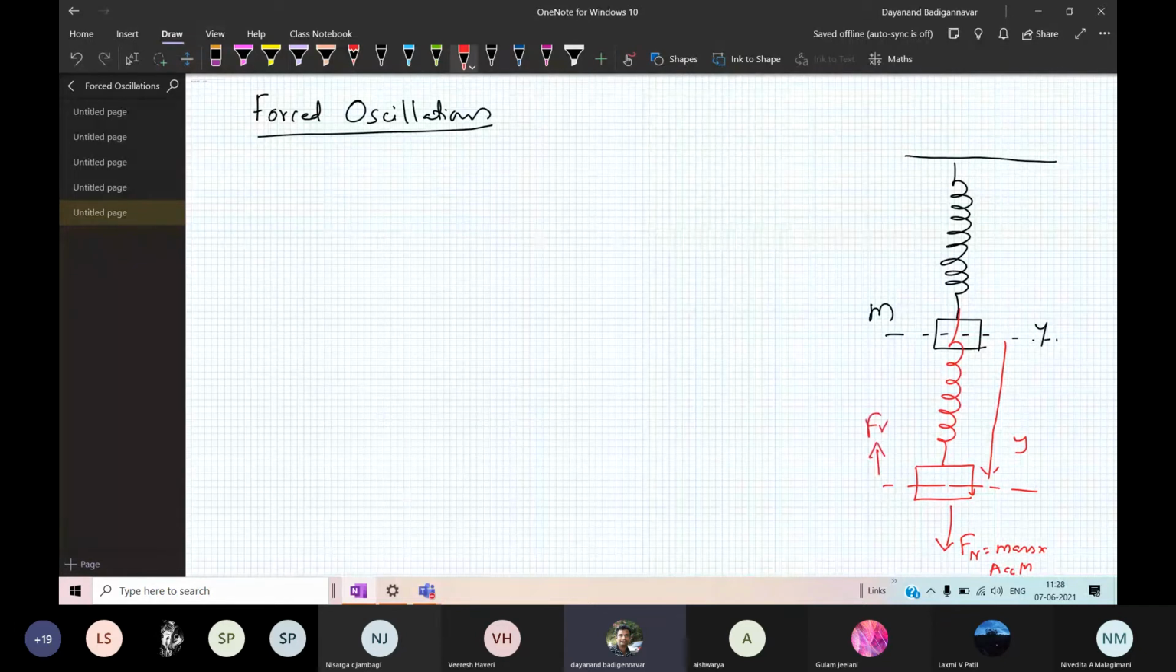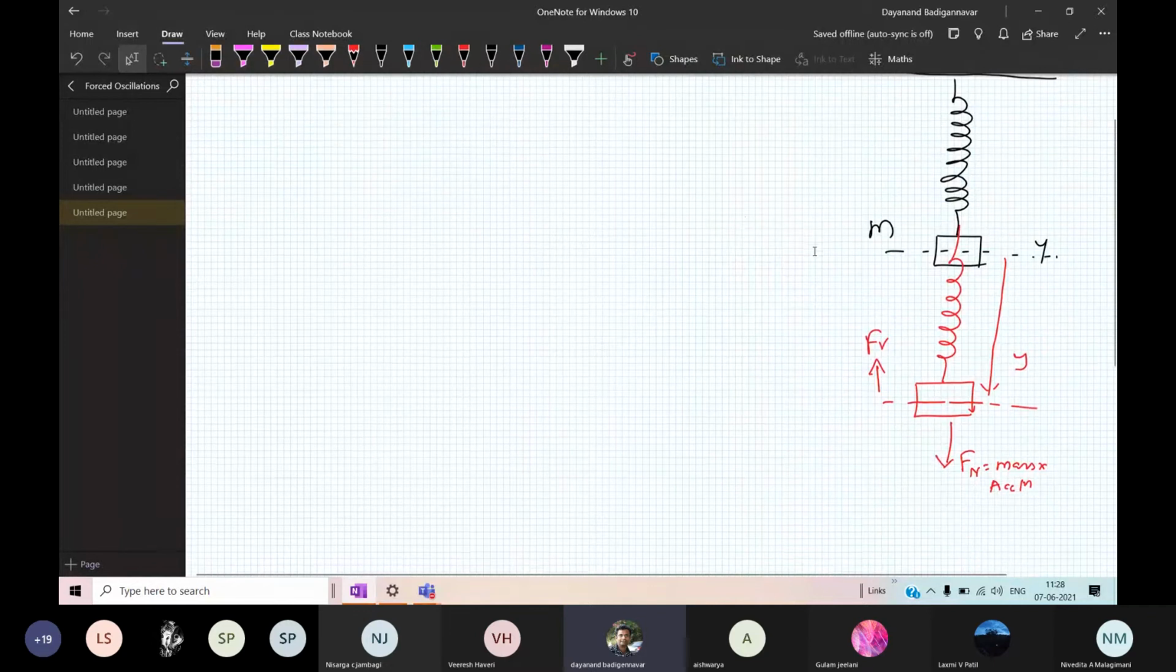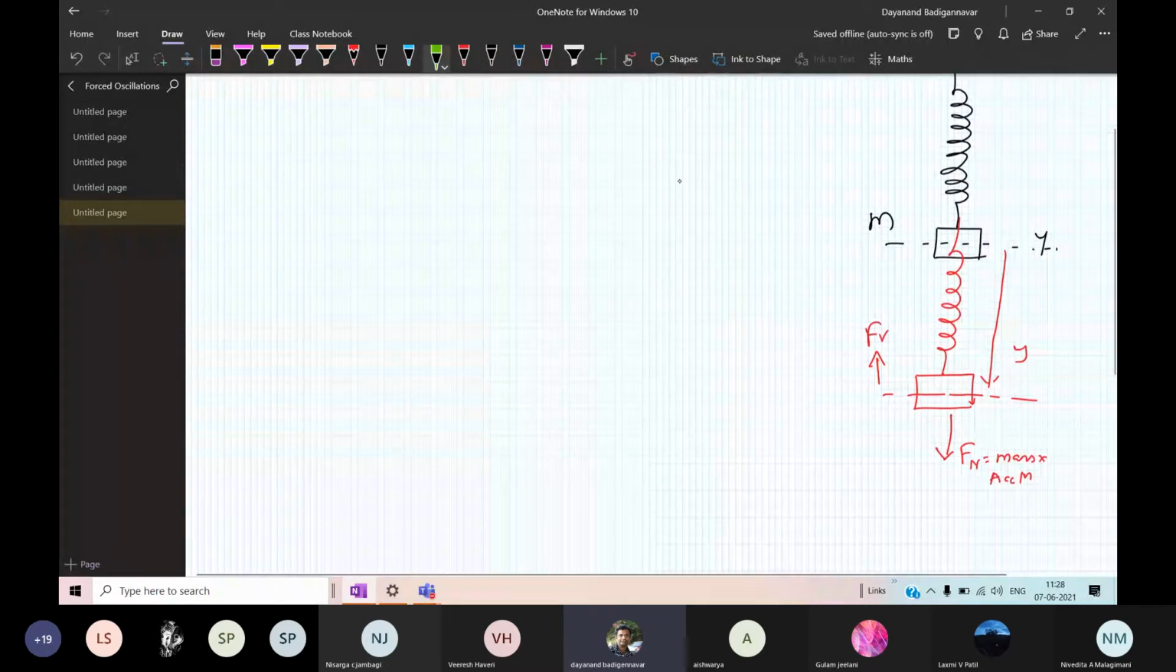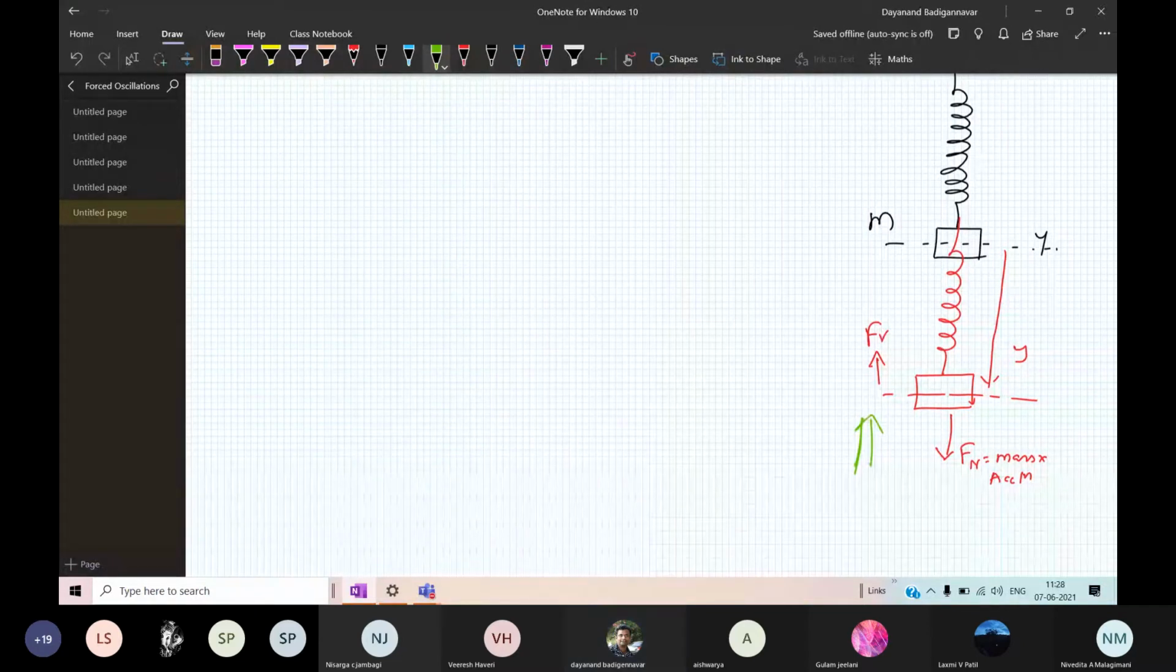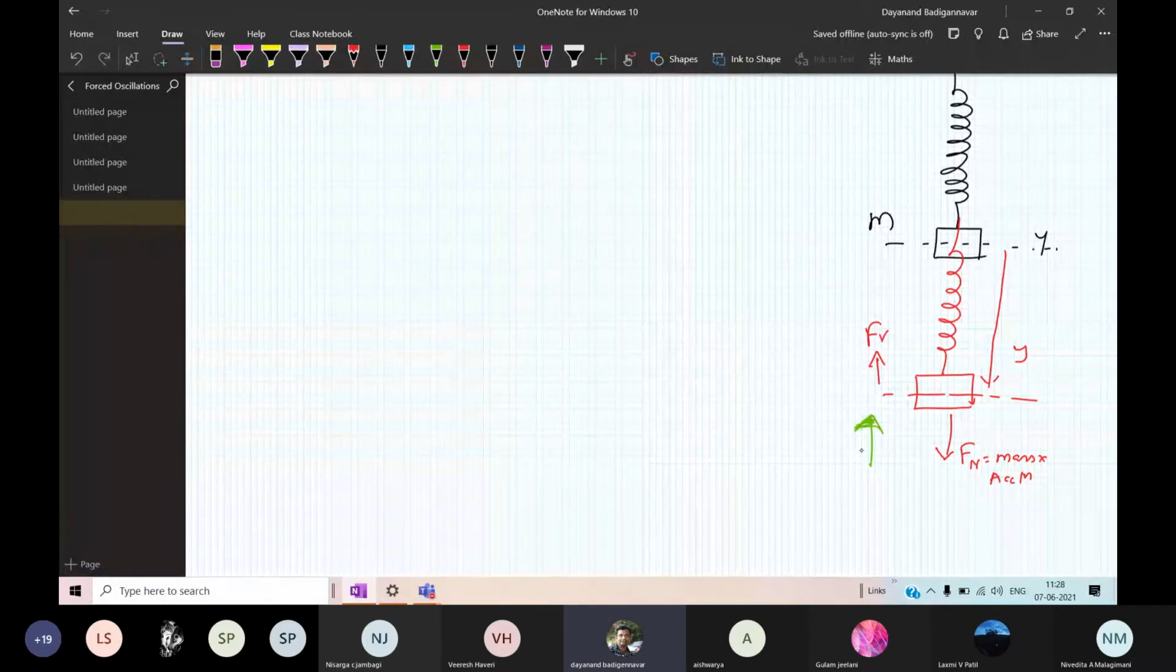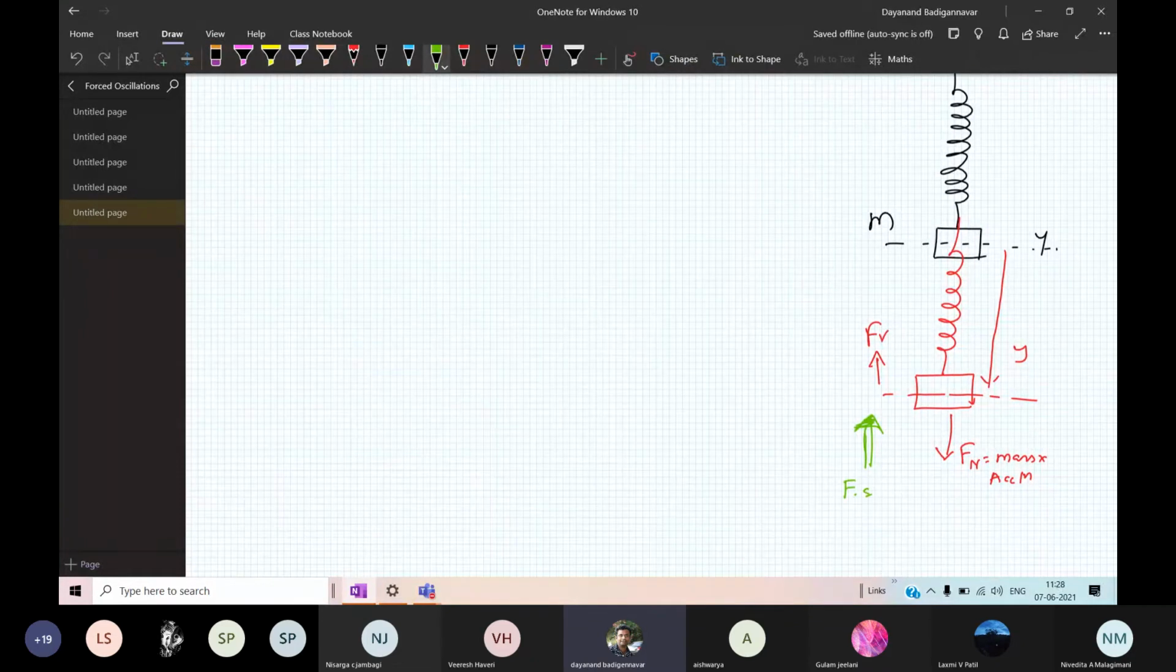Now I have to draw the applied force. This is the direction of the applied force. The applied force is F into sine pt. Applied periodic force, that is very important, periodic force.